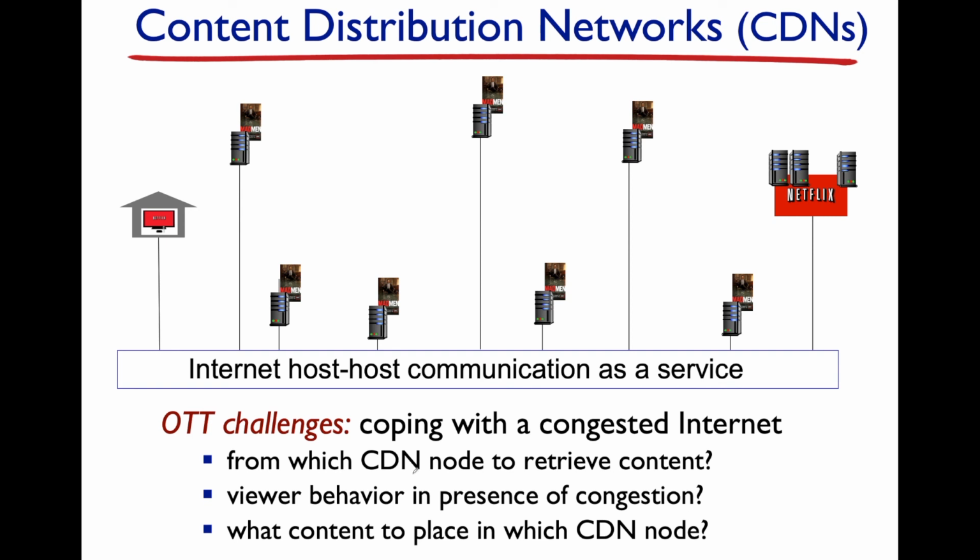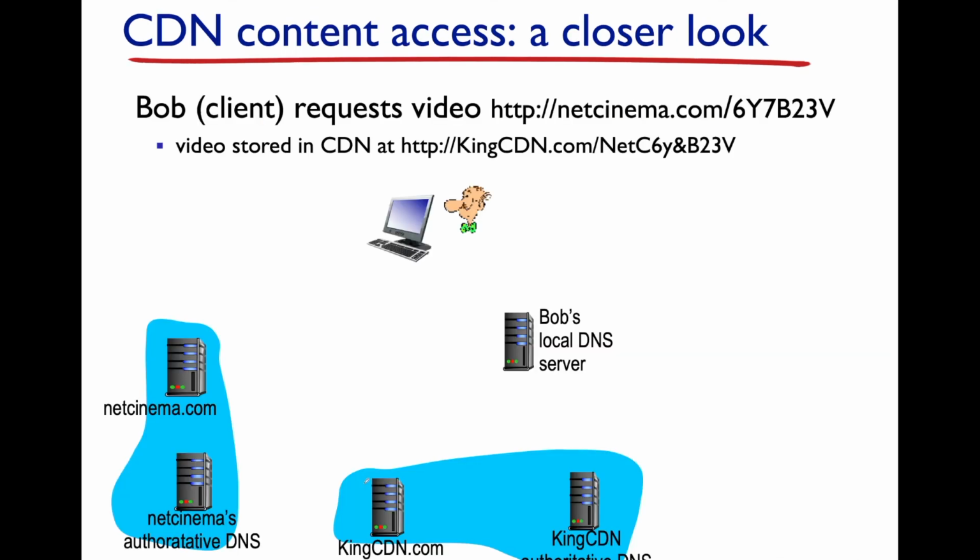And the other question that has to be answered, if you're the service provider, if you're Netflix, is what content do you place in which CDN node? And that's a function of what pattern of accesses to content you are viewing over time for certain parts of the network.